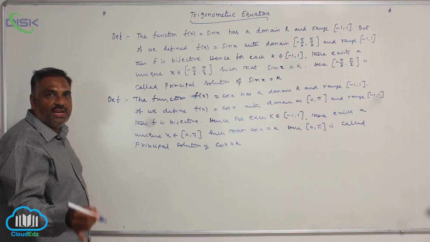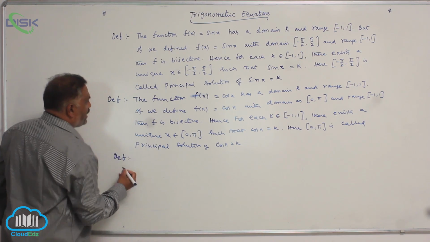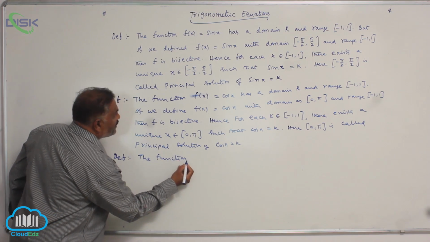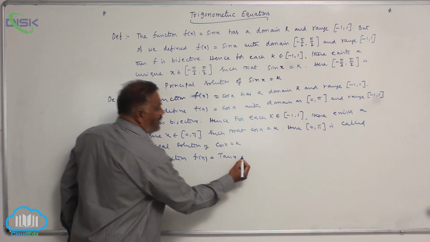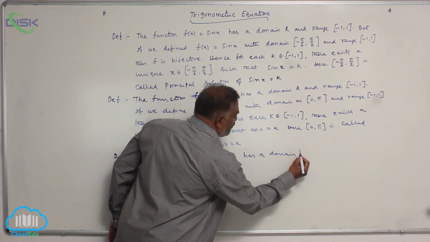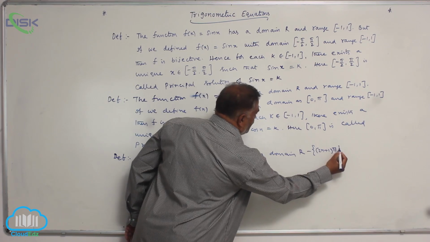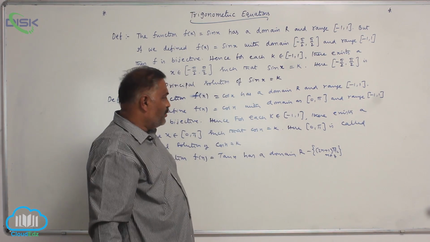In the same fashion, we can define tan also. Definition: here the function f of x is equal to tan x has a domain capital R minus the set {(2n+1)π/2}, n belongs to Z. The reason I will tell you.